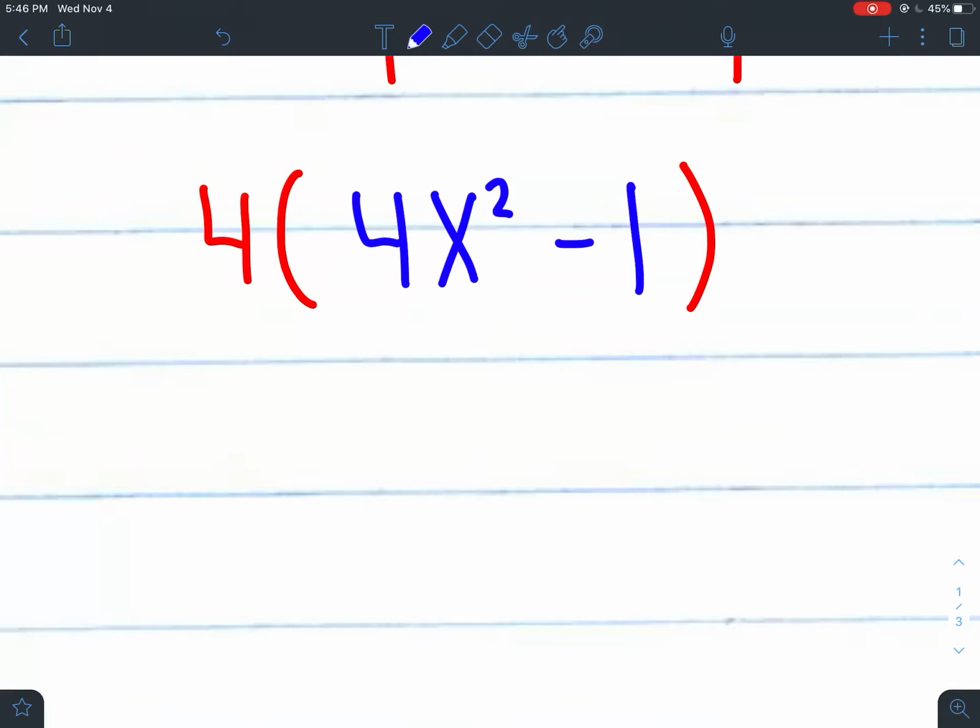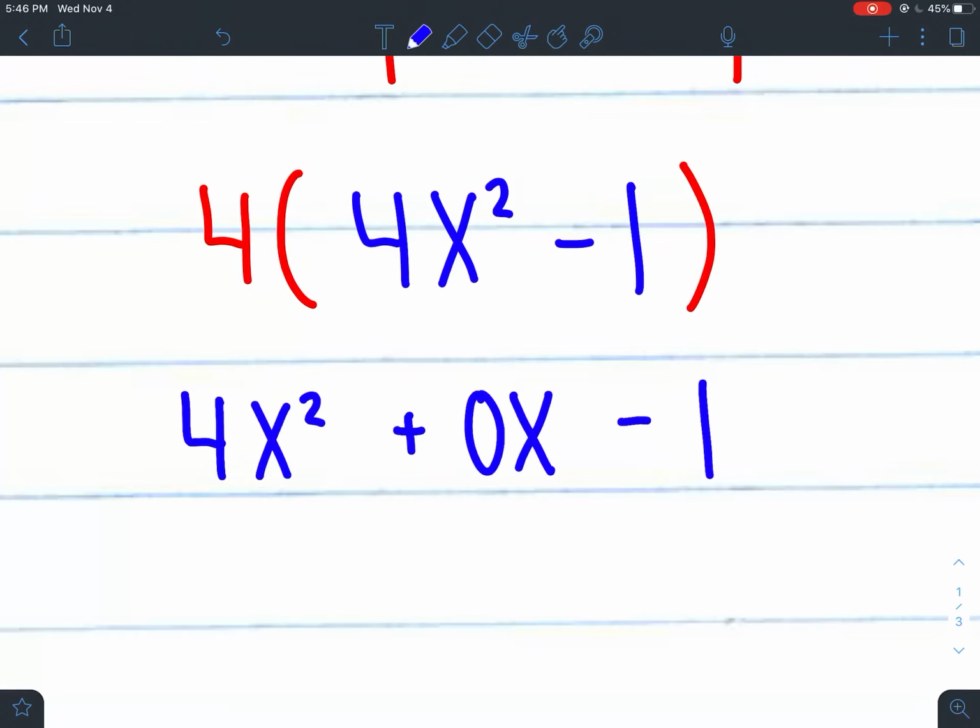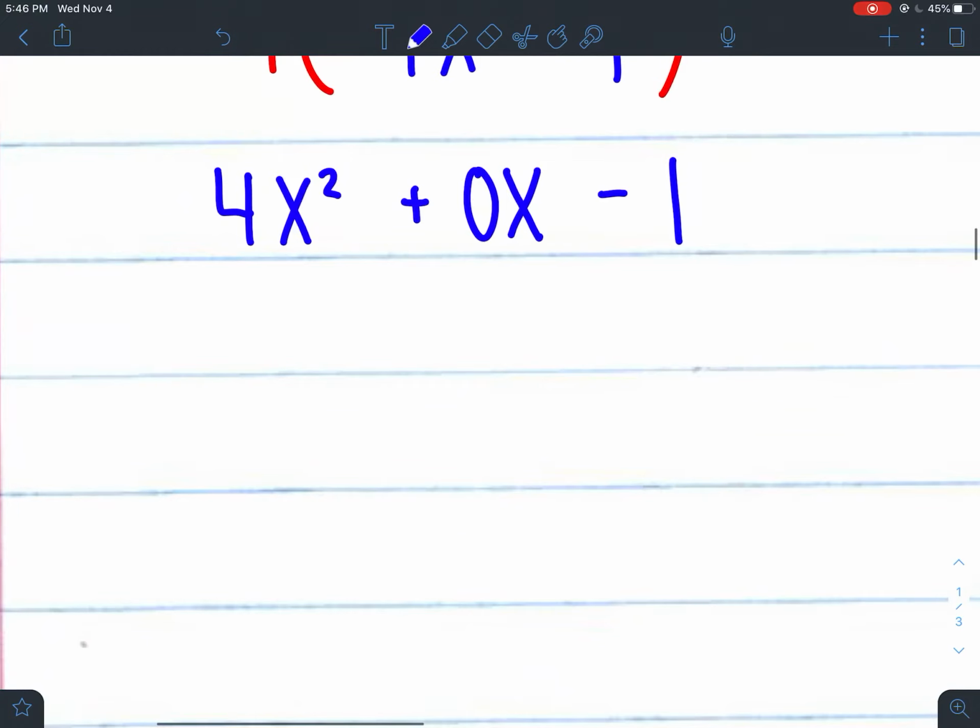Now, I can't factor by grouping or even use the AC method unless I have 3 terms. So I'm missing a term here, and I'm missing that b. Usually if you're missing a term, you're missing b. So I'm going to rewrite this, so it's going to be 4x squared plus 0x minus 1, because that b term is what is missing here.